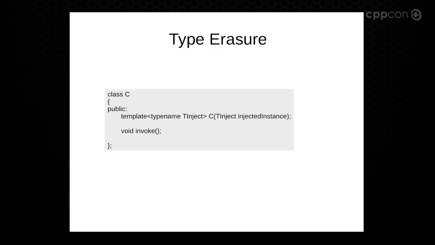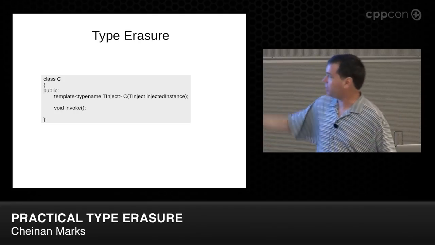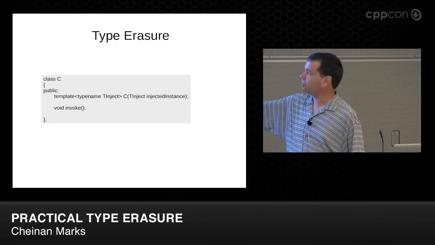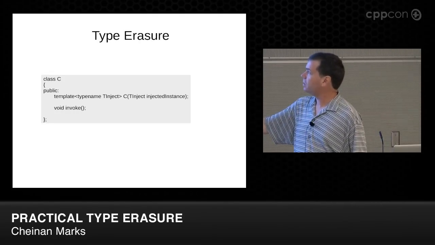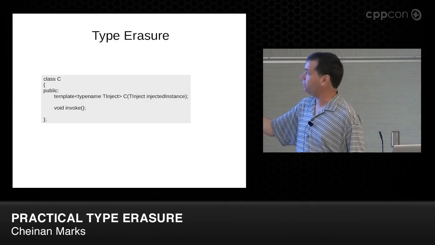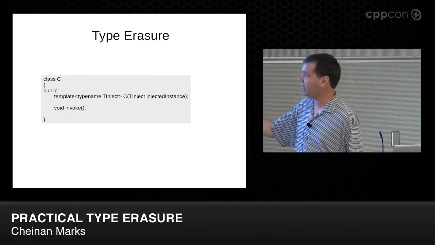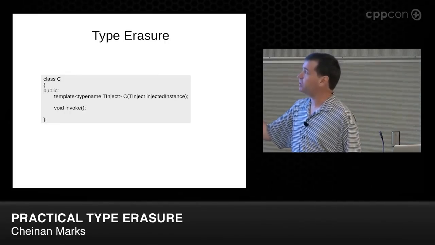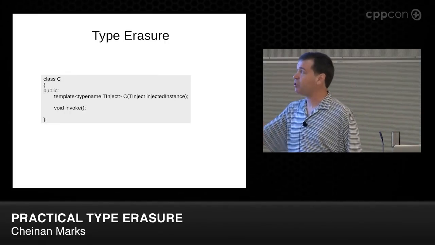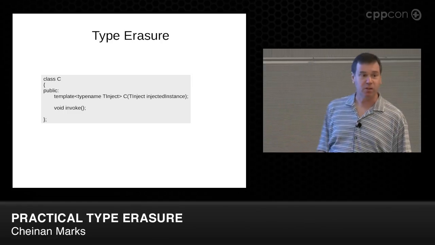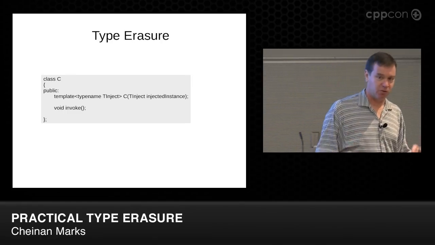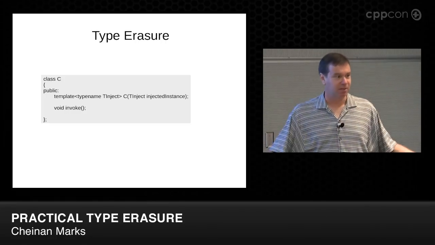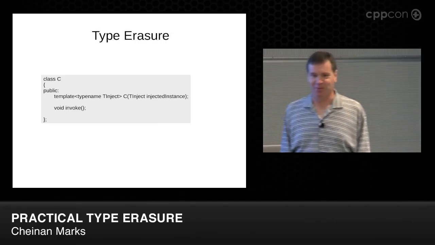So, in a nutshell, in its simplest form, type erasure is something like this. You have a class C, and you want to inject another class instance into it. We call it injected instance into class C. And so notice there's a constructor here that takes an instance of TInject. TInject is the type of the injected class. And it's going to put the instance somewhere magical inside class C. And then when we call invoke, we are going to invoke some behavior of the injected class. So you think, okay, big deal, Cheinan. I do this in my sleep.